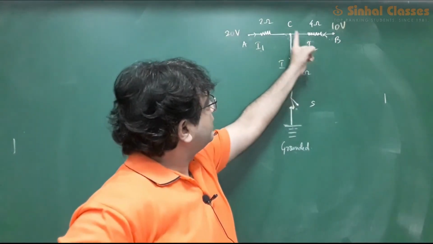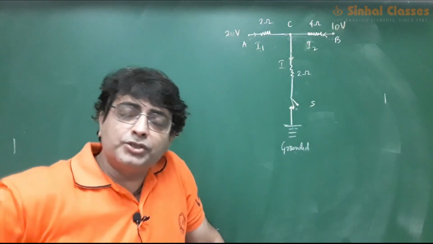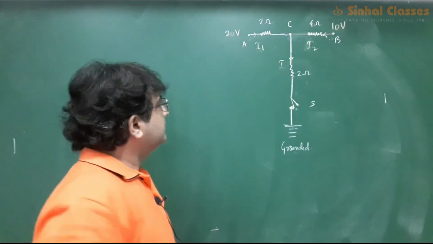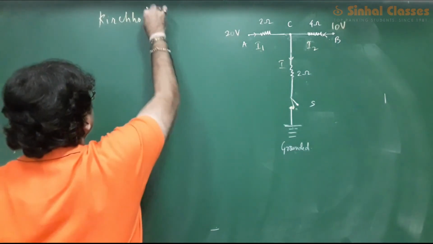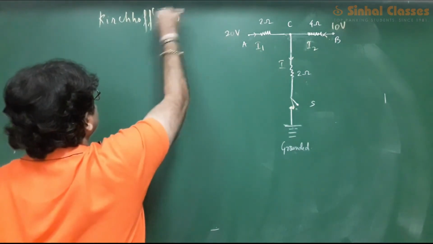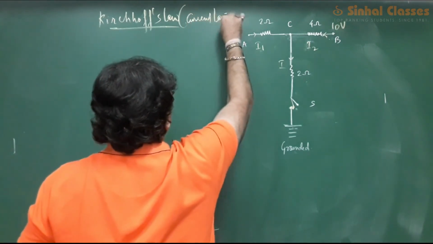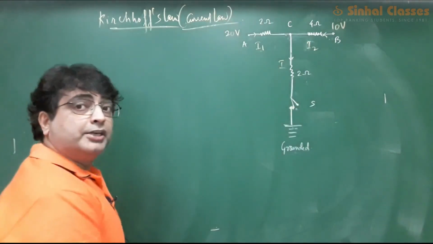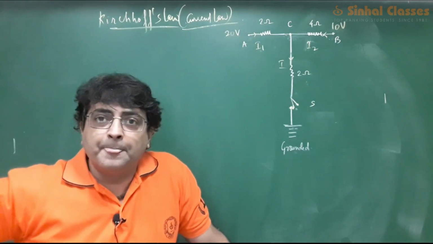Now what happens when these two currents reach point C? What happens in that case? Oh, this is the junction law. Which law do we consider? It's Kirchhoff's law, the current law. Kirchhoff's first law is the current law. Kirchhoff's second law is the voltage law, the mesh law.